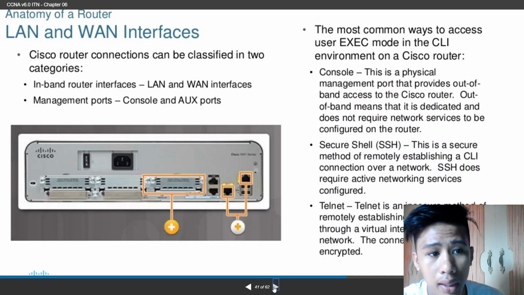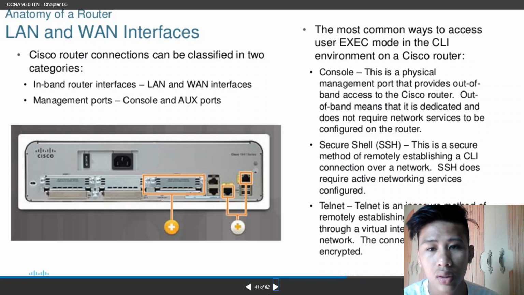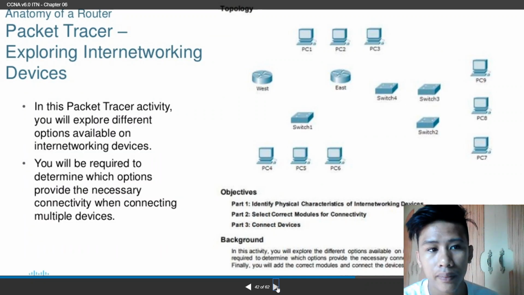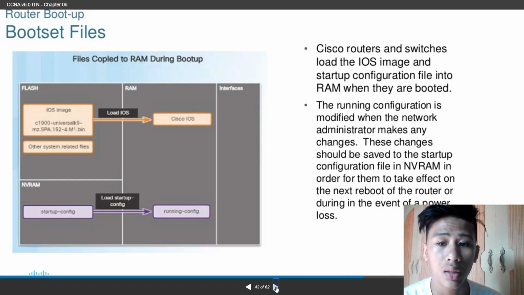There are LAN and WAN interfaces, which are in-band router interfaces, and management ports, which are the console and AUX ports. Cisco routers and switches load the IOS image and startup configuration file into RAM when they are booted. This running configuration is modified when the network administrator makes any changes.